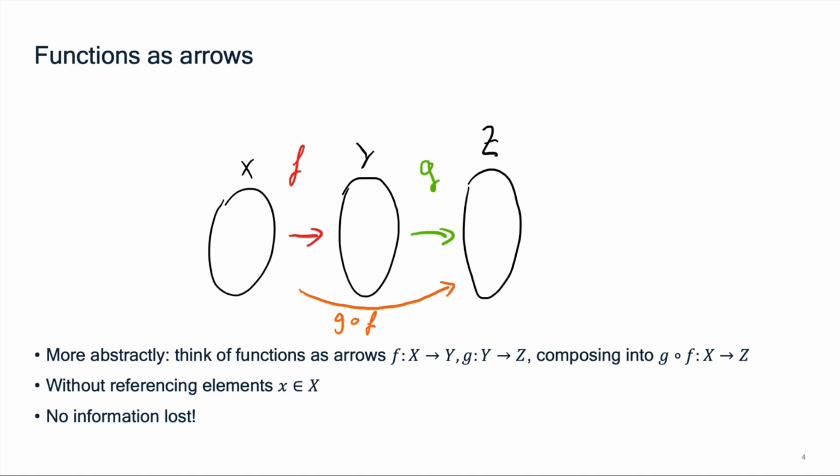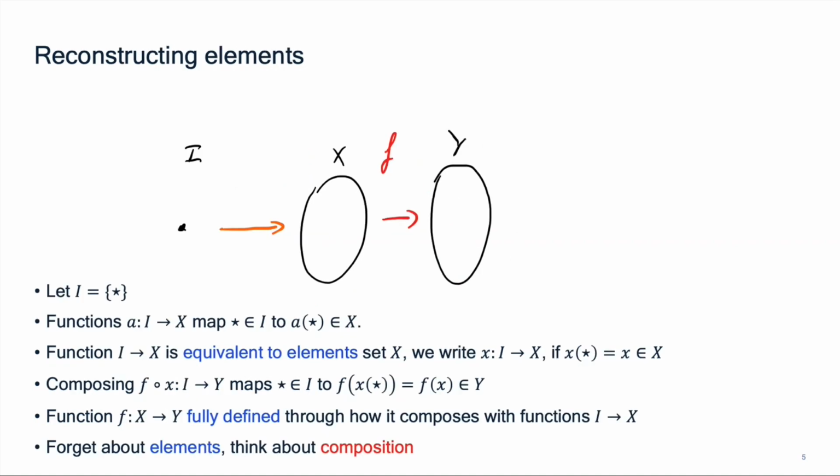By doing that, we don't have to define how f works on all the elements of x. We only look at composition. And I'm going to claim to you that by doing this abstraction, no information about f is lost. The argument is the following.